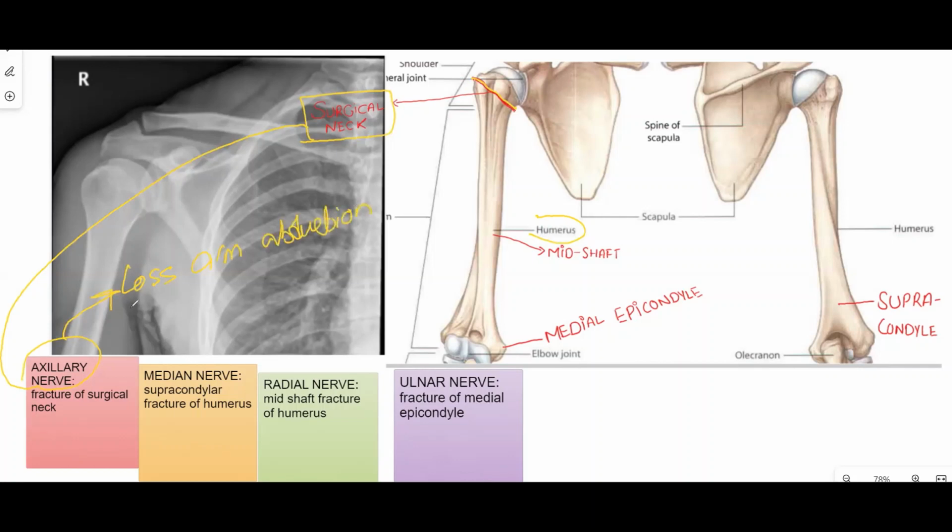loss of arm abduction, loss of sensation at the deltoid and lateral arm.